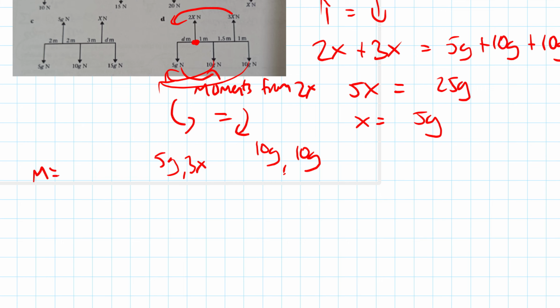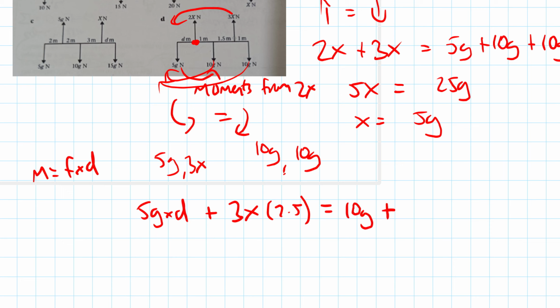For again, moments equals force times distance, so it's going to be 5g times d, and then plus 3x, and 1 plus 1.5 is 2.5, and that's equal to 10g, which is just 1 meter away, so 10g, plus our second 10g, which is a bit further away, 1 plus 1.5 plus 1, so 1.5 plus 2 is 3.5.